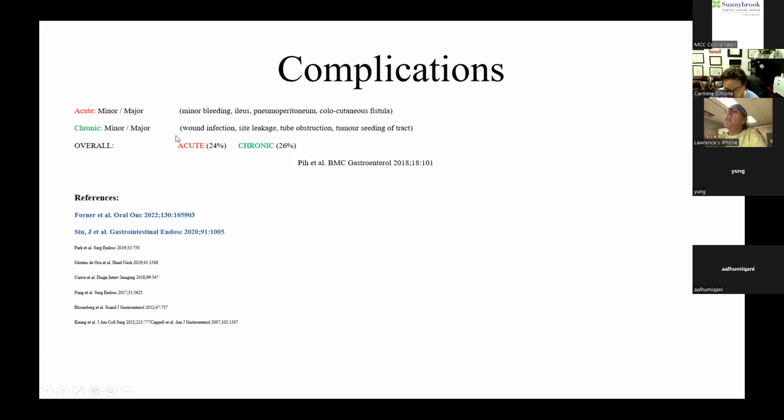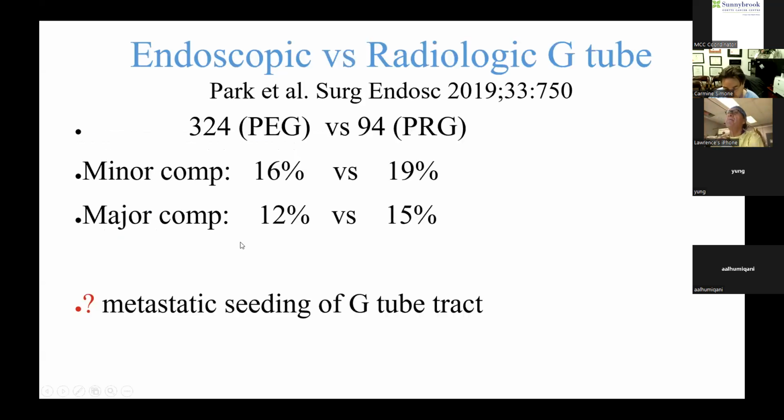Chronic complications tend to be minor, wound infection, leakage at the site, but the major one is tumor seeding, and we're going to talk about that. Overall, acute 24%, chronic 26%, sort of in that area, but most of them are innocent and nuisance disorders. I put a list of all the references. The two top references I listed in bold are our colleagues here in Toronto, Sunnybrook, and surrounding hospitals, and we'll show you some of their data.